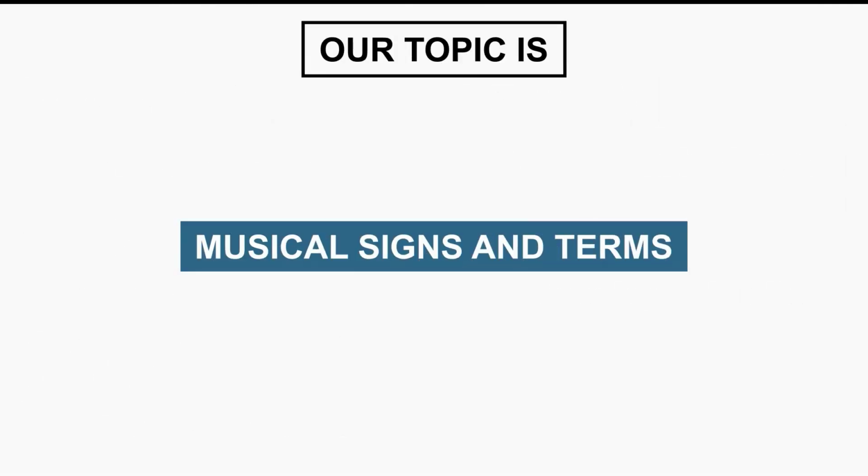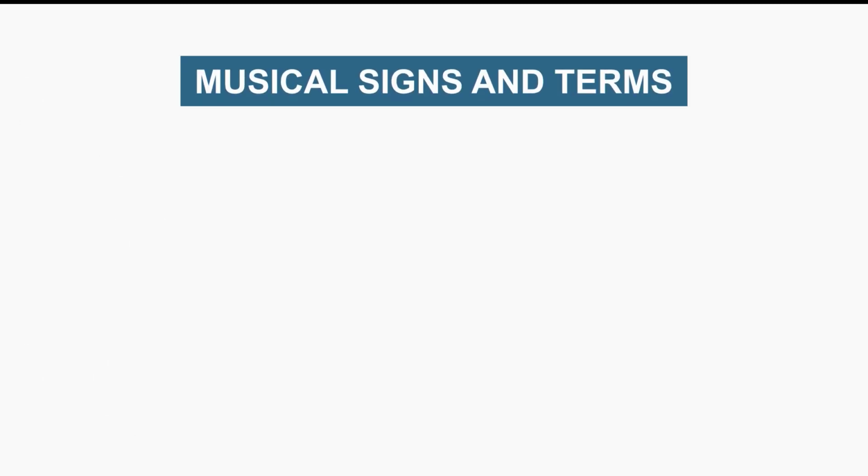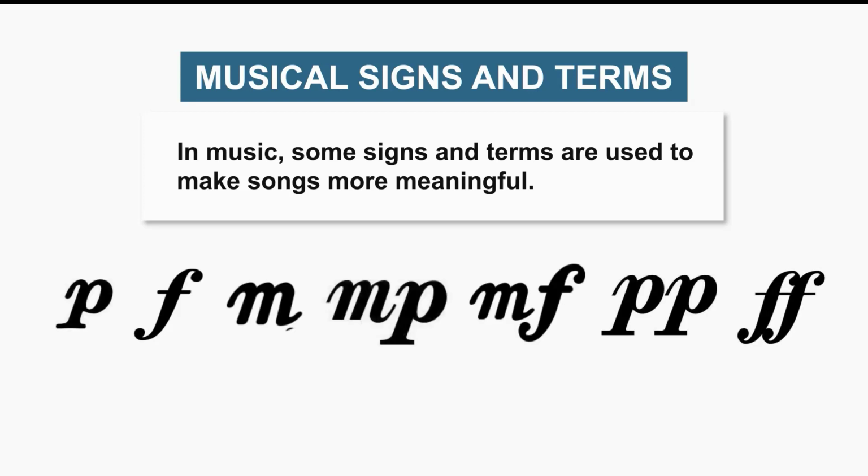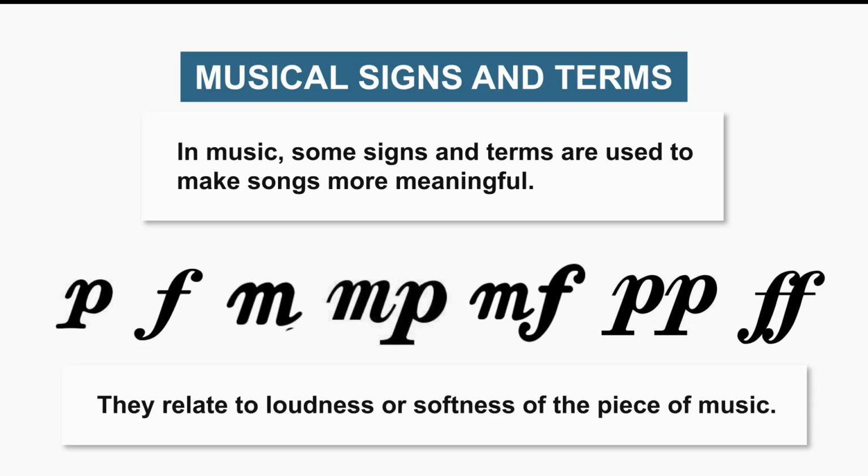Our topic is musical signs and terms. In music, some signs and terms are used to make songs more meaningful. Below are the first set of signs and terms we are considering. They relate to loudness or softness of the piece of music.